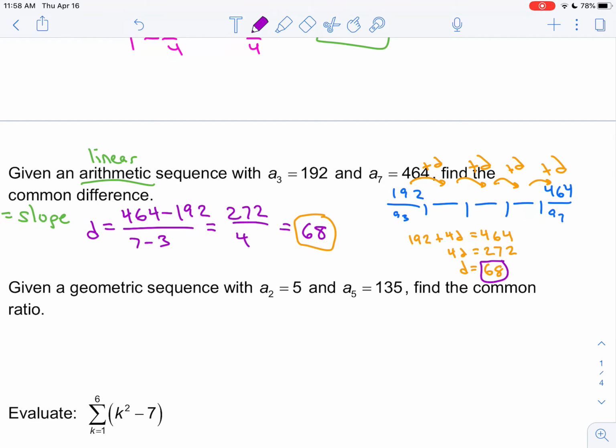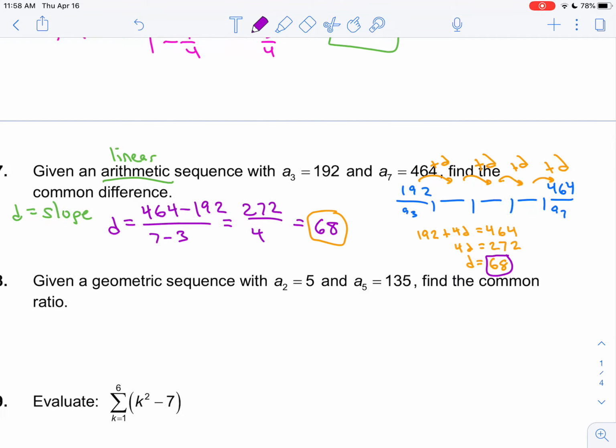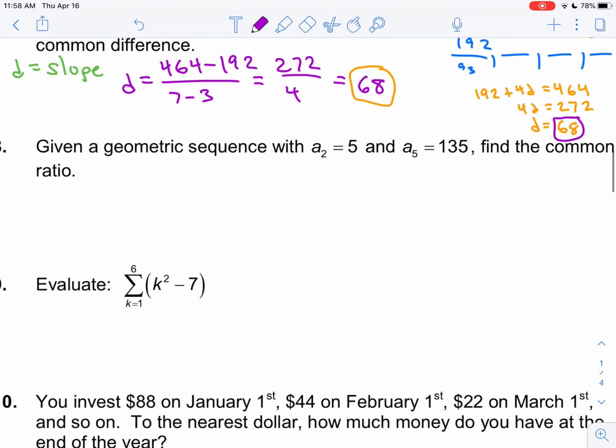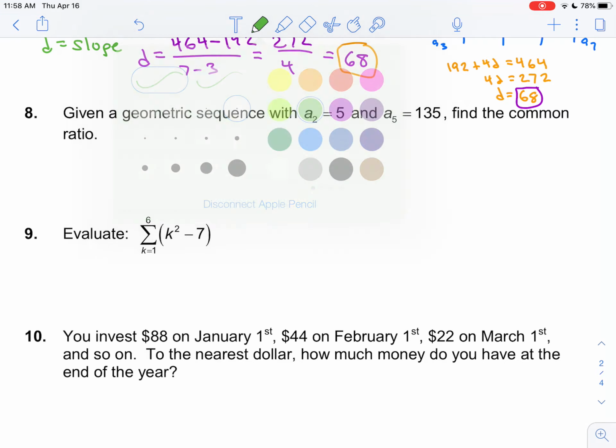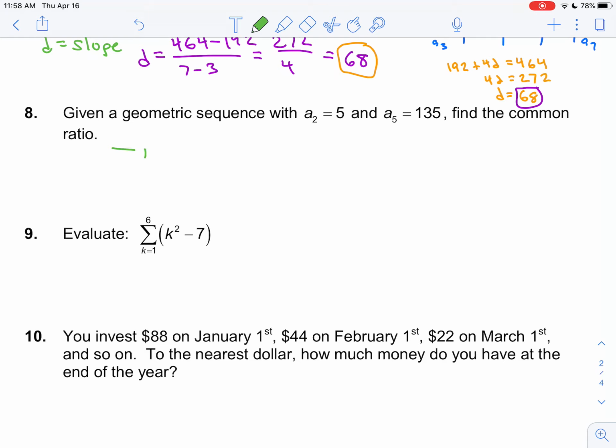They're both awesome. Now, when it's geometric, there is no such thing as slope because it's exponential curves. So there's a long way and a short way. I'm going to do it the same way we did that previous one. So let's see. Second term, third term, fourth term, fifth term. So I'm just going to call this a sub 2. I'm going to call this a sub 5. And so if we go, that term is 5, and that term is 135.